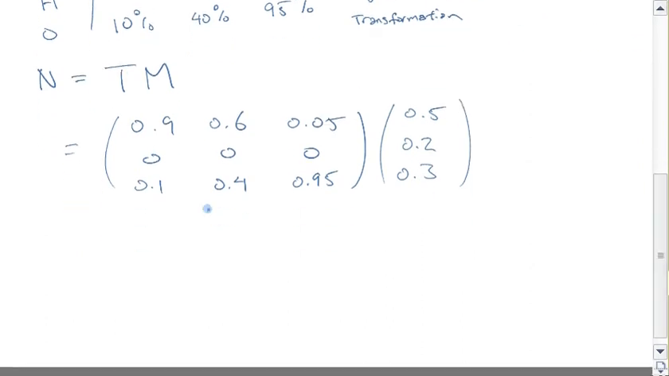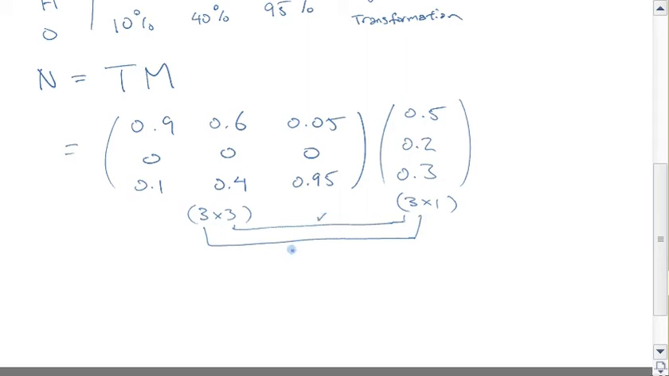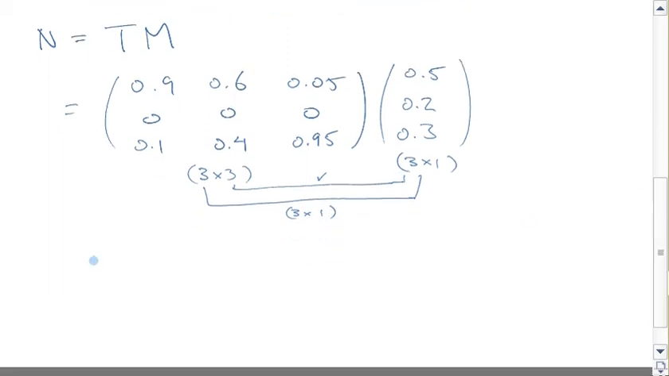Okay, so this is a 3 by 3 matrix, and this here is a 3 by 1 matrix. So I can do this matrix multiplication, right, because these two numbers match, and furthermore, the size of the matrix should be 3 by 1. Right, so 3 rows in 1 column. Okay, so let's do this matrix multiplication now.